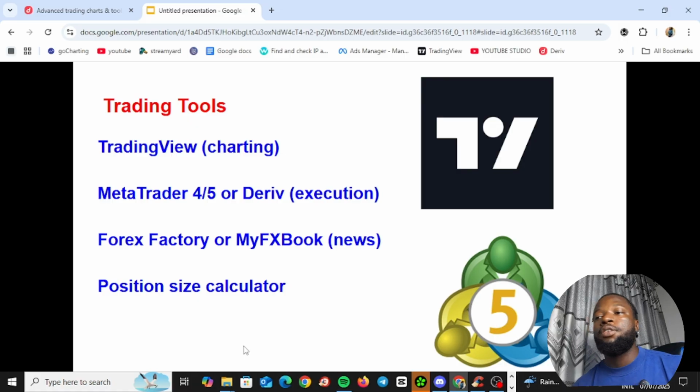We have Forex Factory and my FX book. Forex Factory is where you track, just like the economic calendar where you do your fundamental analysis, and my FX book is where you journal your trade, you keep a record of every trade that you are taking.